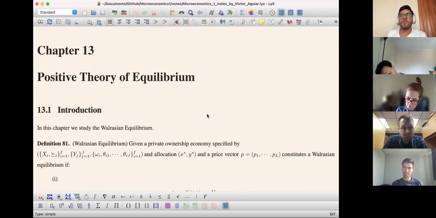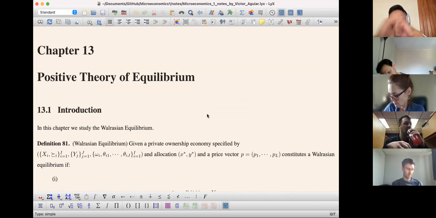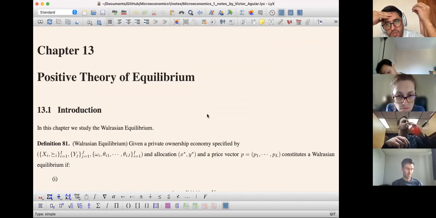Now, with this in hand, we're going to move to the positive theory of equilibrium. And this is a very dry chapter. It's very technical. So I'm warning you already. What is the objective?